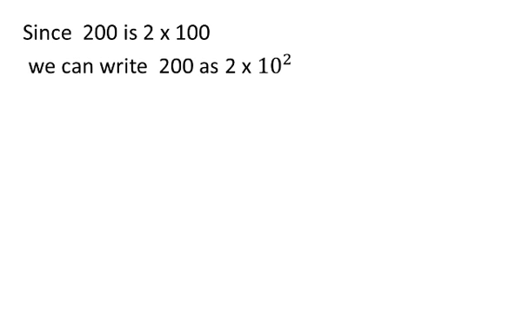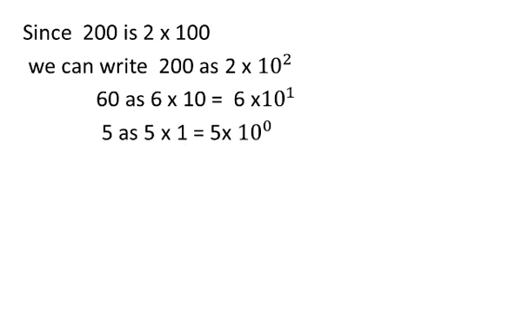Since 200 is 2 multiplied by 100, but 100 we know is 10 squared, so 200 we can write as 2 multiplied by 10 squared. In the same way, 60 is 6 times 10, but 10 is 10 to the power of 1, so 60 we can write as 6 multiplied by 10 to the power of 1. Similarly, 5 is 5 multiplied by 1. 1 is 10 to the power of 0, so 5 we can write as 5 multiplied by 10 to the power of 0.